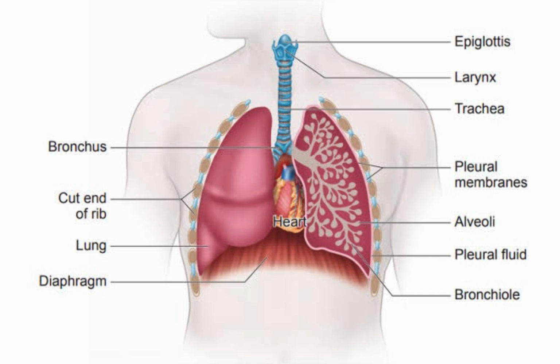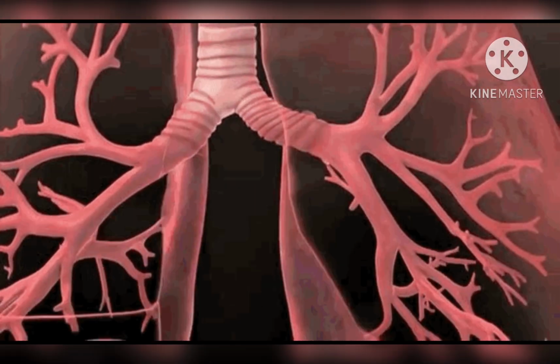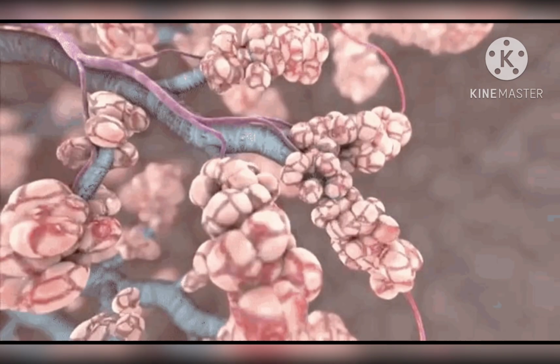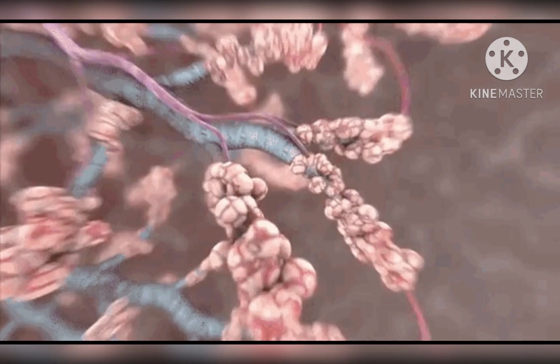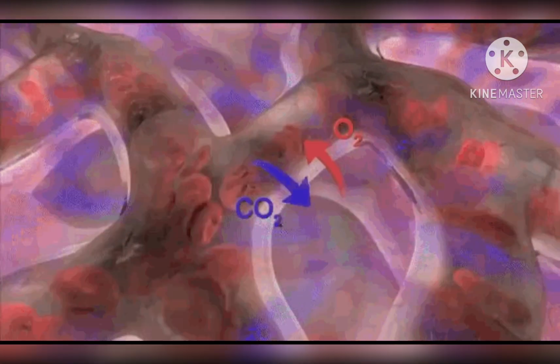Then when the trachea divides into bronchi, there are three types of bronchi: primary, secondary, and tertiary, which ultimately form bronchioles. And bronchioles open into balloon-like structures, which are known as alveolus, and plural is alveoli. These are alveoli. These are balloon-shaped structures where the actual diffusion takes place.